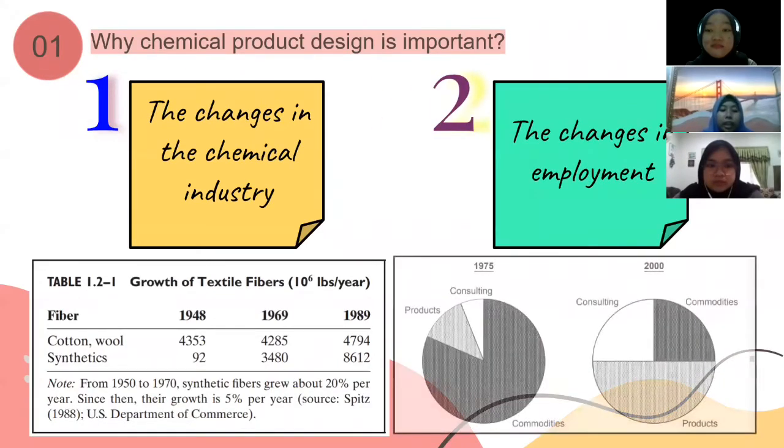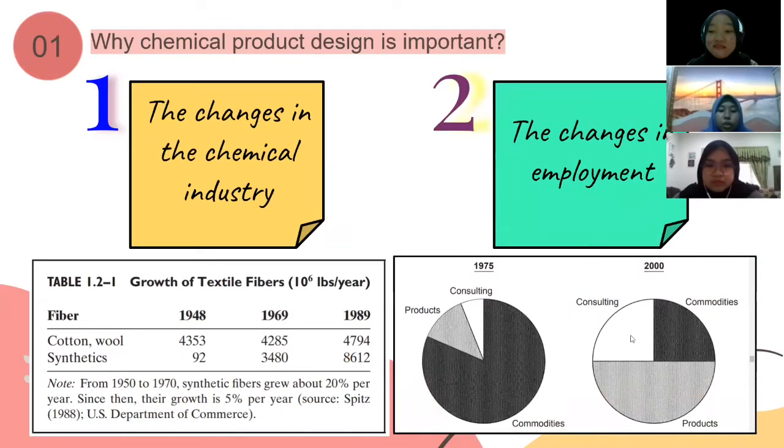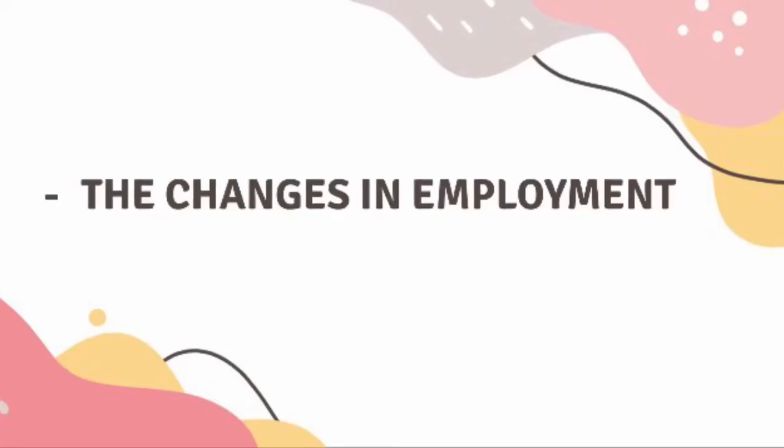If we look at figure 1 shown here, from 1948 until 1989, the chemical industry produced ever-increasing amounts of synthetic textile fibers. It grows year by year as we look at here. So it means that the chemical product design is very important to maintain or increase the chemical production industries.